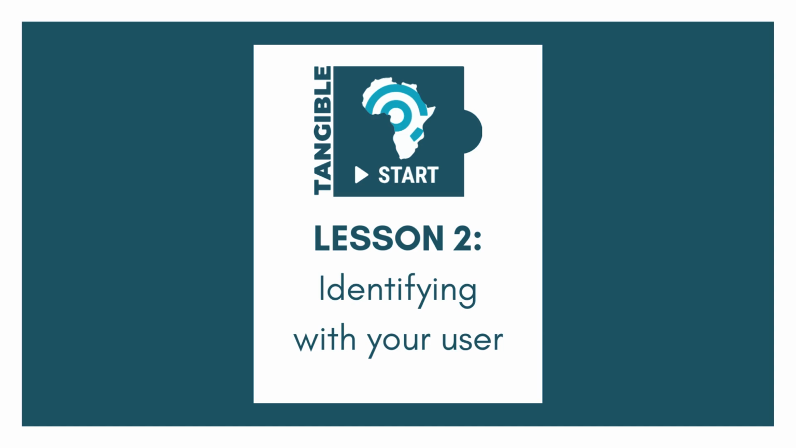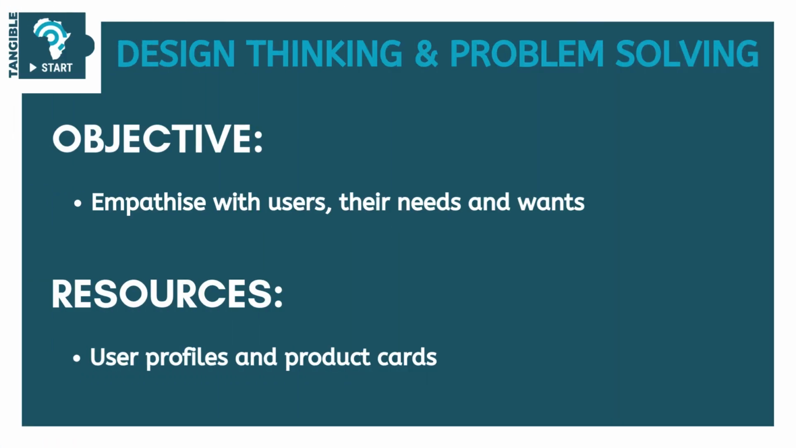Lesson 2 is all about identifying with your user, developing empathy, and learning to see something from somebody else's perspective. In this lesson, we want learners to be able to get into the mindset of the person who's using their product and thinking carefully about their needs and their wants. This is part of designing apps that have the users in mind. For this lesson, you will need the user profiles and product cards. You can either print the ones that we have, or you can make up your own.